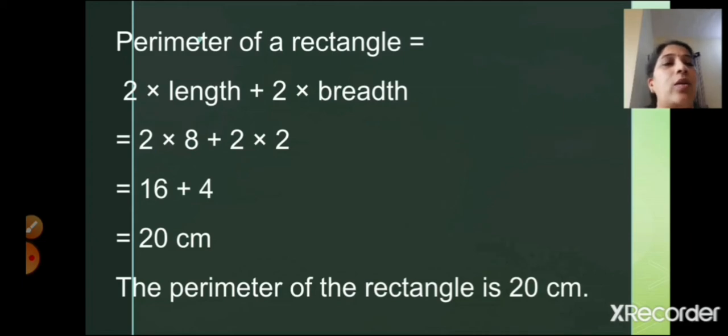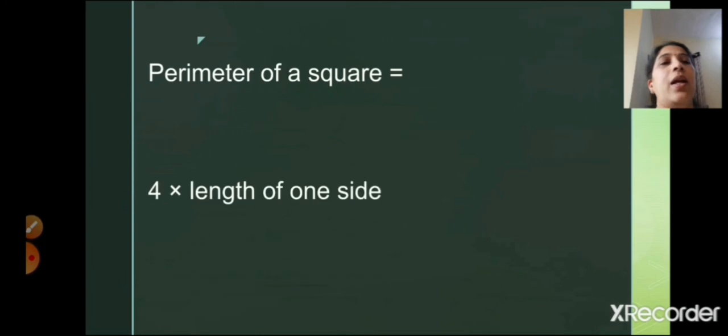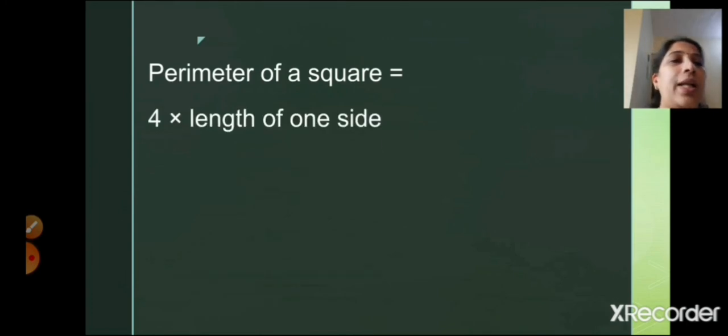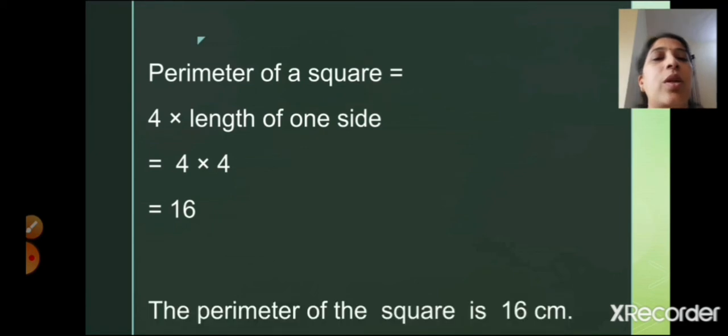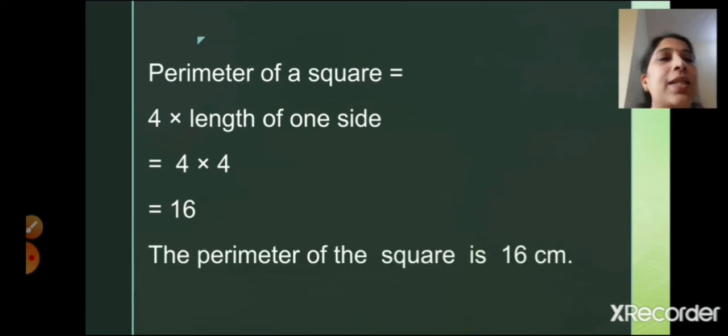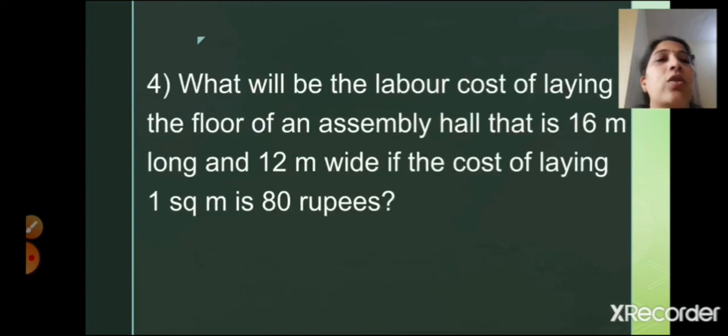Now we will find out the perimeter of a square. So what is perimeter of a square? Is equal to 4 into length of one side. So 4 into 4. So what is 4 fours are? 16. So 16 centimeter. The perimeter of the square is 16 centimeter. So children, we have found out perimeter of a square also, perimeter of a rectangle, and area of a square and area of a rectangle, right? So let's move to the next question.